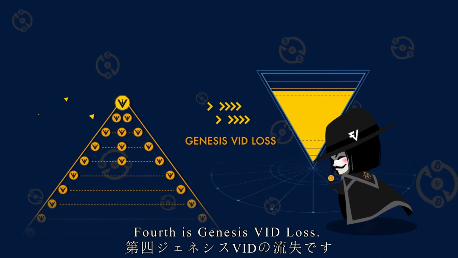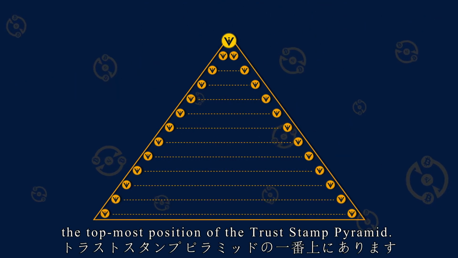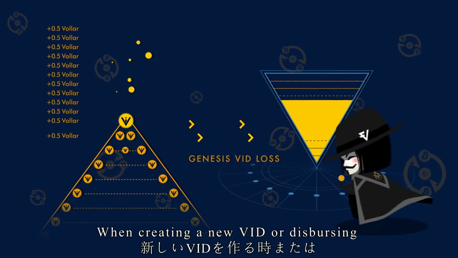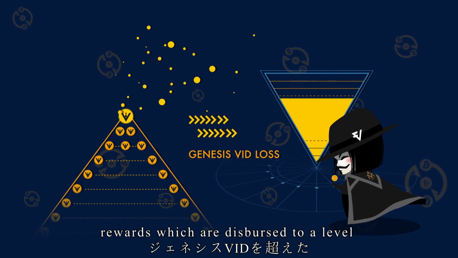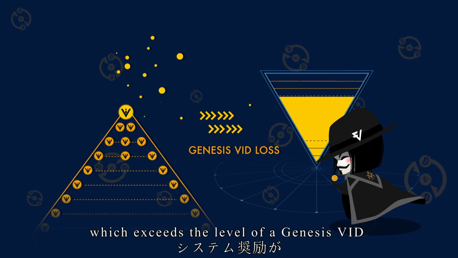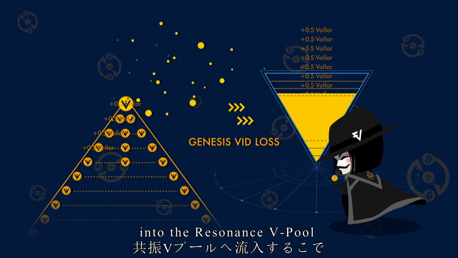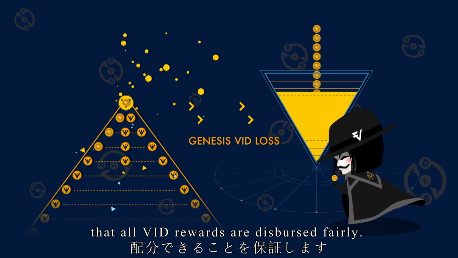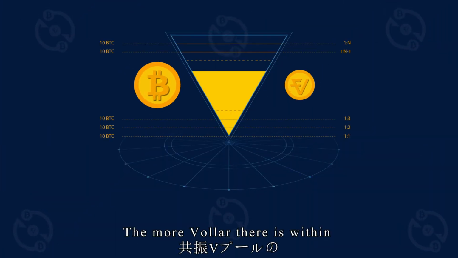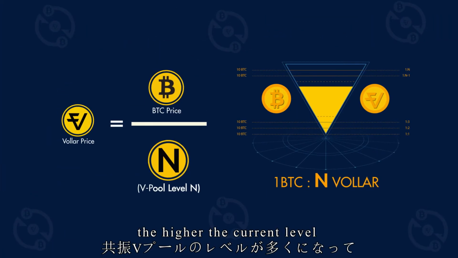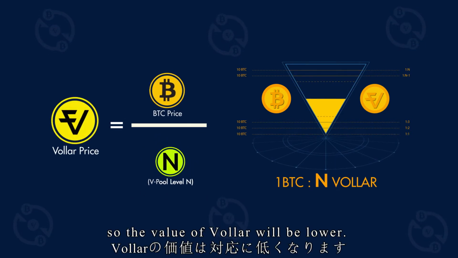Fourth is Genesis VID loss. Genesis VIDs always sit at the topmost position of the trust stamp pyramid. When creating a new VID or dispersing blockchain business contract commissions, rewards which are dispersed to a level which exceeds the level of a Genesis VID are automatically directed into the resonance V-pool in order to guarantee that all VID rewards are dispersed fairly. The more Vollar there is within the resonance V-pool, the higher the current level and the conversion ratio will be, so the value of Vollar will be lower.